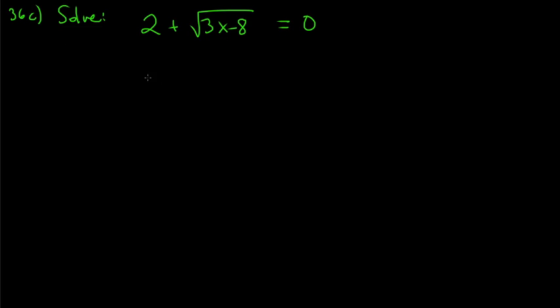Right. So it should be clear by now that the 2, there's no square root of 2 here, right? So I'm free to just subtract that from both sides. So I have the square root of 3x minus 8 on the left, and I have negative 2 on the right.